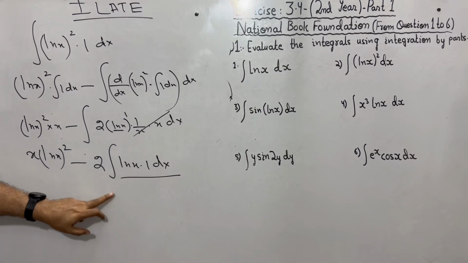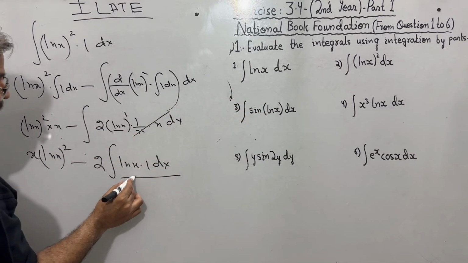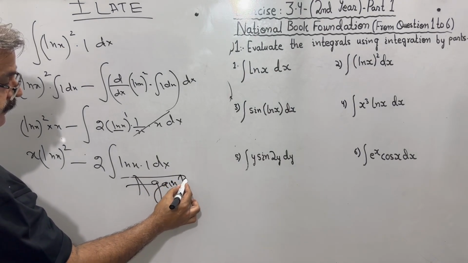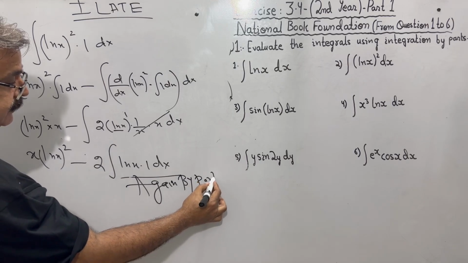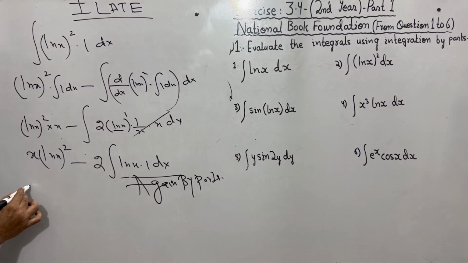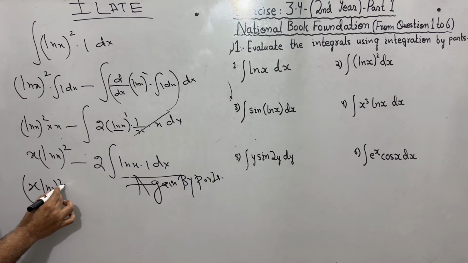Look, again it is our first question. ln x again by parts. Again it is our first, it is our second. Write these two same: x (ln x) whole square minus 2.